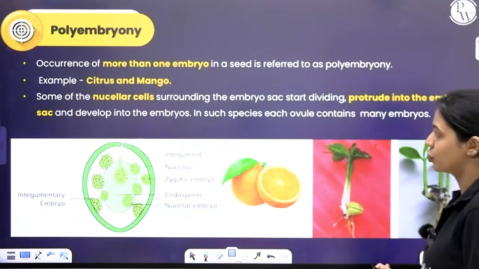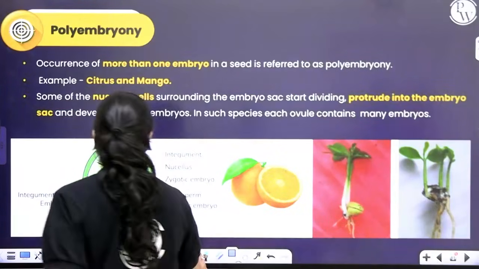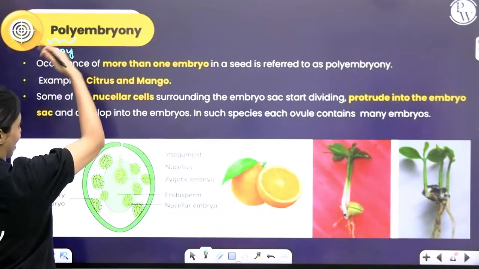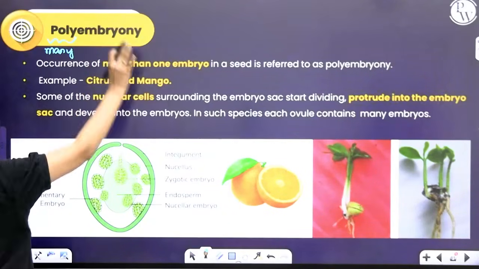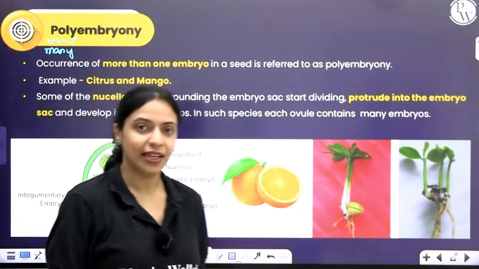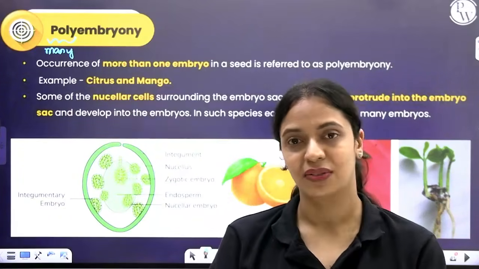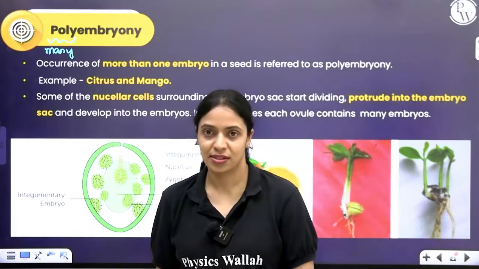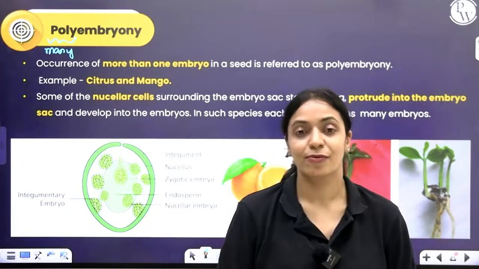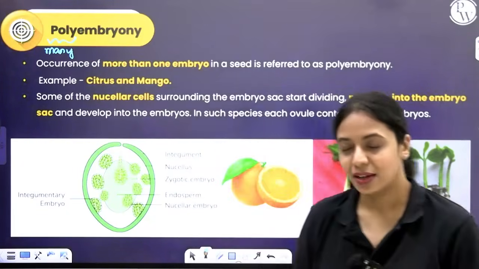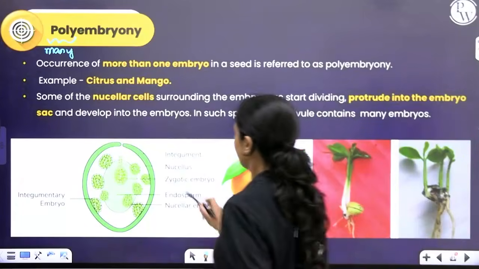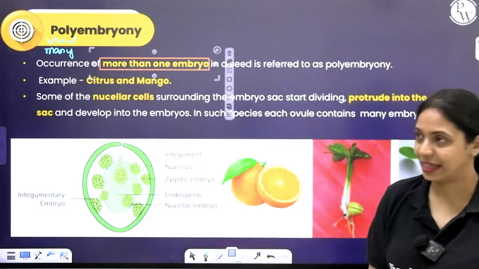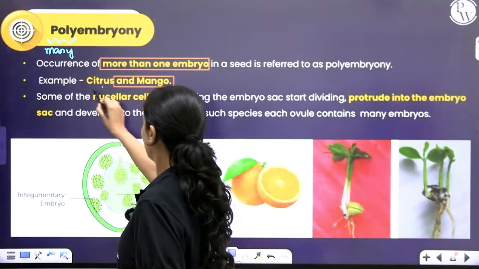Last concept of the chapter, polyembryony. Poly means many. Embryony obviously refers to embryo. Generally in plants, within one seed only one embryo will be present. But in some cases, like in mangoes and citrus plants, one seed can have more than one embryo. If there is more than one embryo present in a seed, we call it polyembryony. It can be found in citrus and mango.